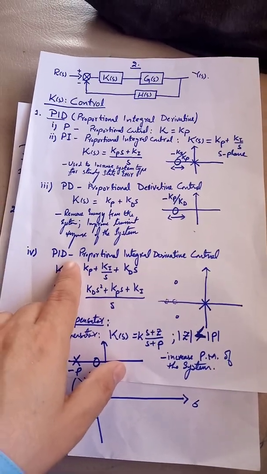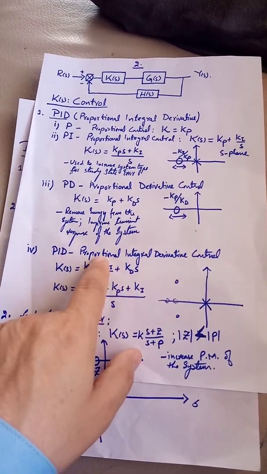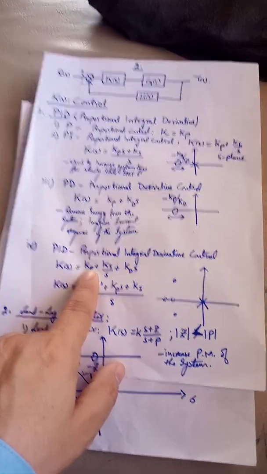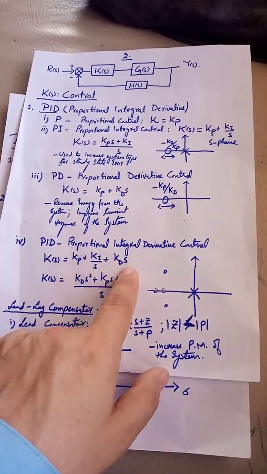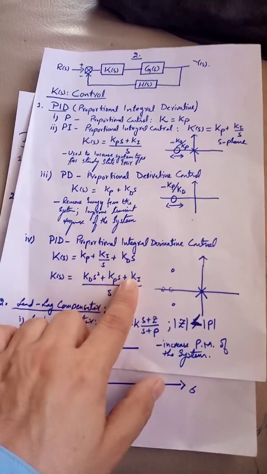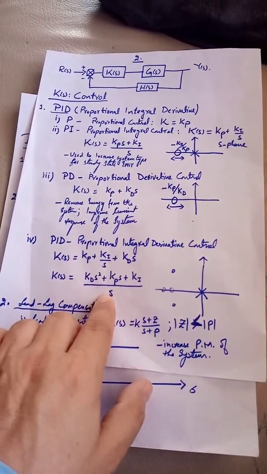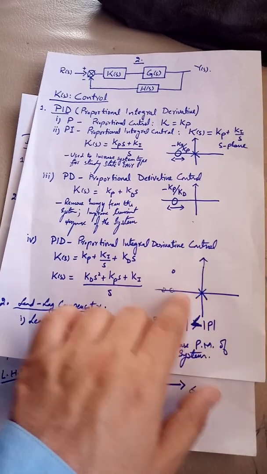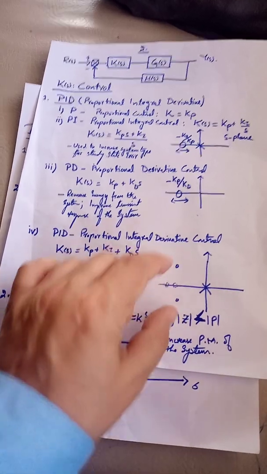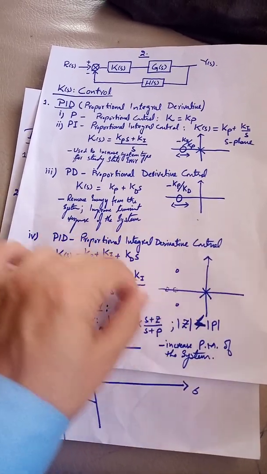Now the last type is known as PID, where we have proportional, integral, derivative control. So we have a proportional term, we have an integral term, we have a derivative term. If we look at the overall transfer function, we have two zeros and a single, again the same pole at the origin, but we have two zeros that can be placed anywhere on the real axis, on the j omega axis, anywhere.